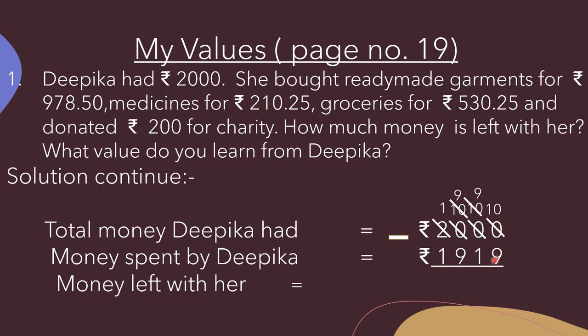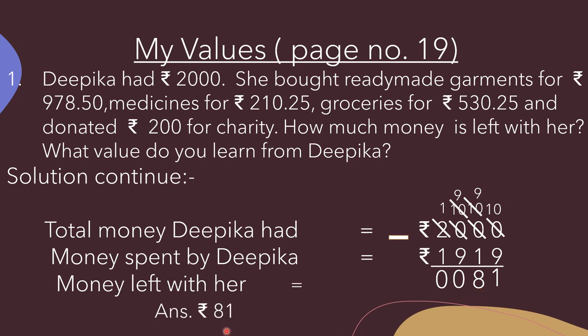So 10 minus 9, that is equal to 1, and 9 minus 1 that is equal to 8. 9 minus 9, 0, and 1 minus 1, 0. Okay, so what is the answer? That is rupees 81.